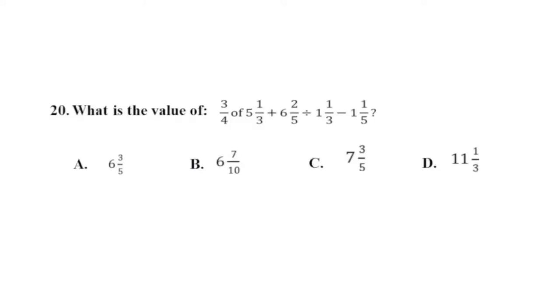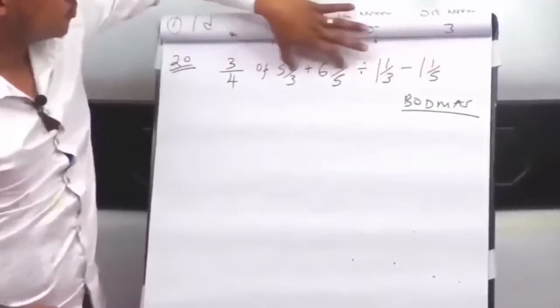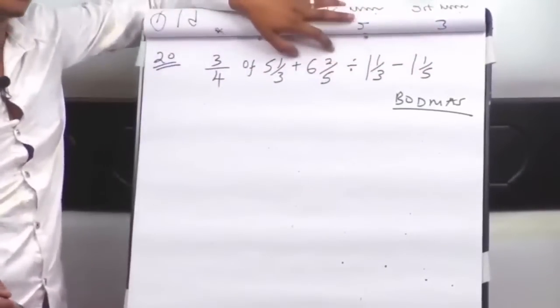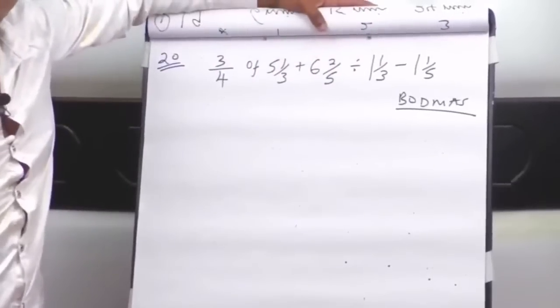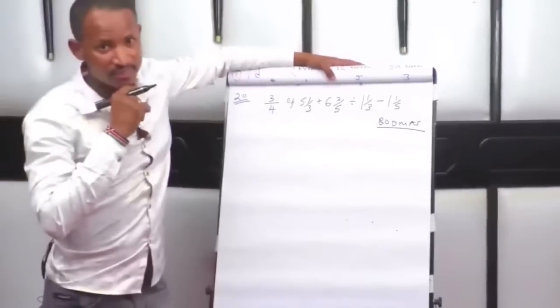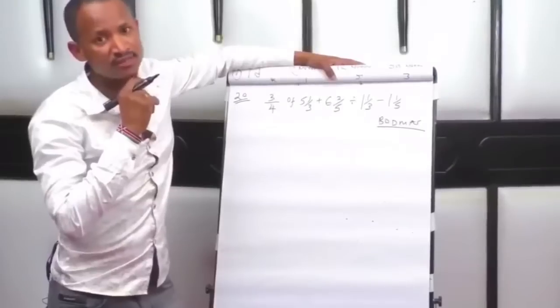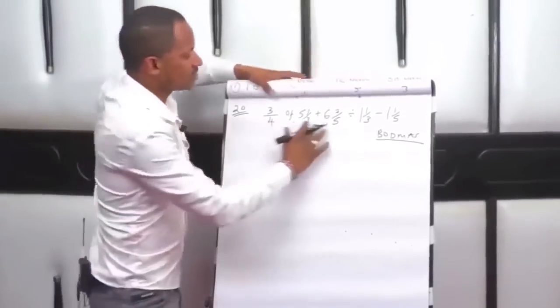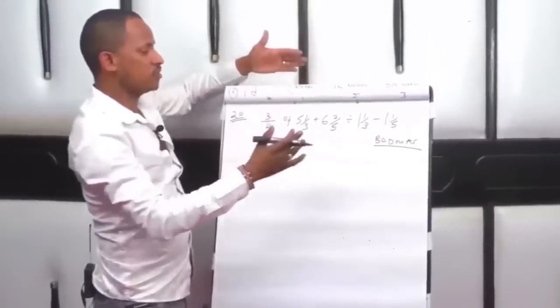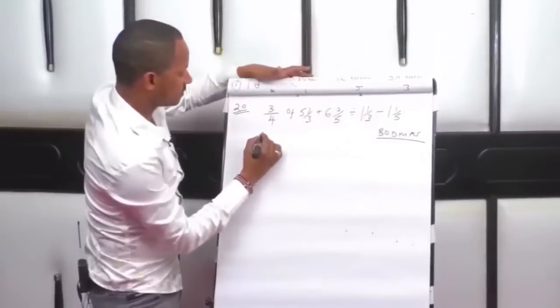But before we do BODMAS, these fractions are mixed fractions. Change them into improper fractions. We said an improper fraction is a fraction where the numerator is bigger than the denominator. A proper fraction is a fraction where the numerator is smaller than the denominator. So first of all, let's change them into improper fractions to make us solve this question easily. So this is 3/4.